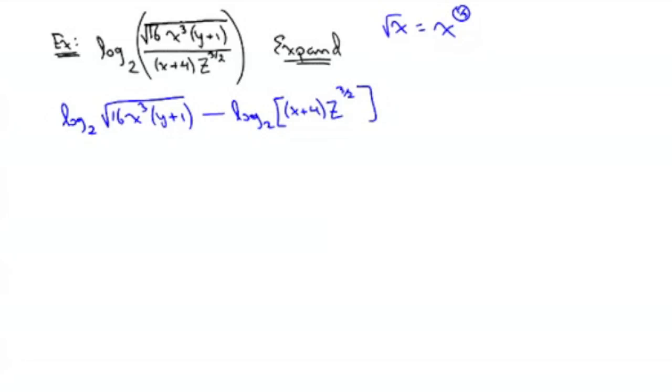It's a half power. If I have a cube root of x and I want to write it as x to a power, it would be 1/3. So square root is what power? A half. Square root, not a third root. Half. So I'm going to take that half power and bring it out front. So 1/2 log base 2 of 16x cubed y plus 1.